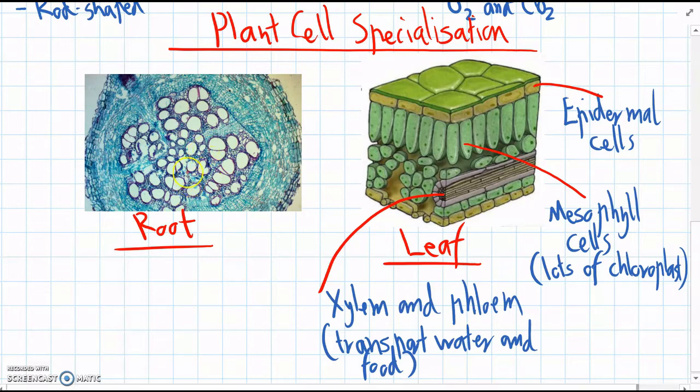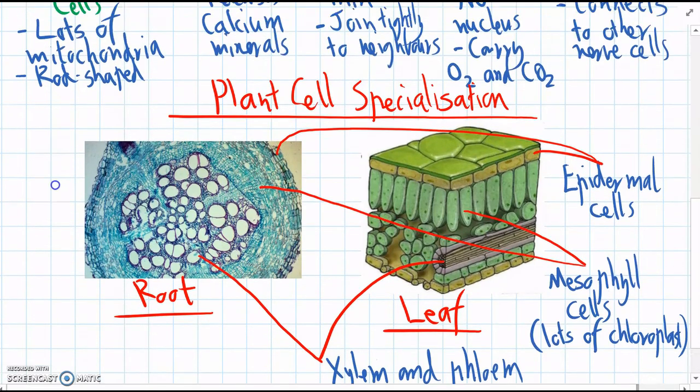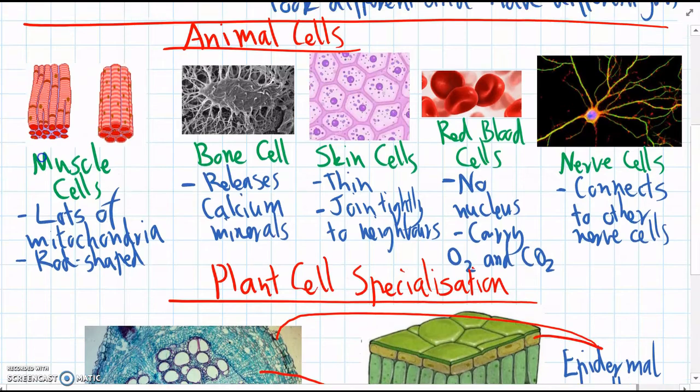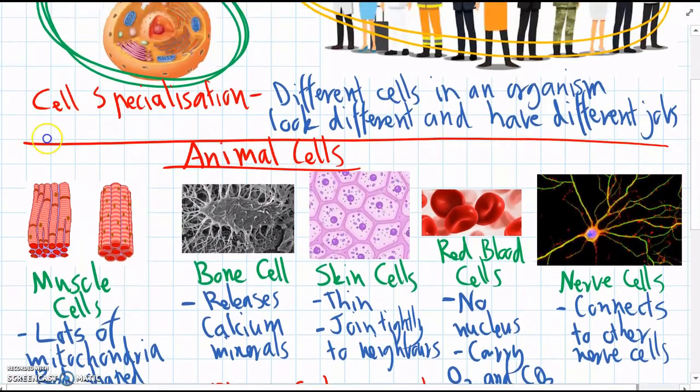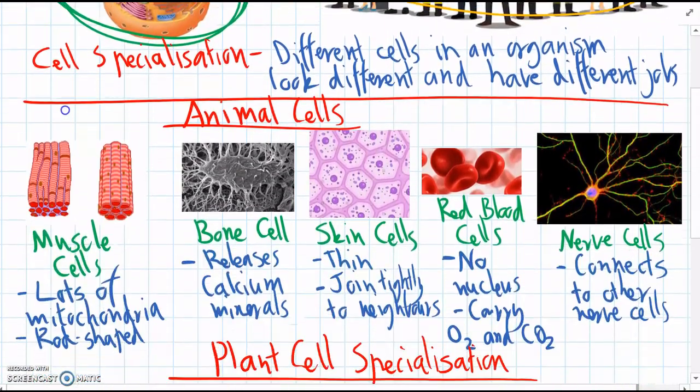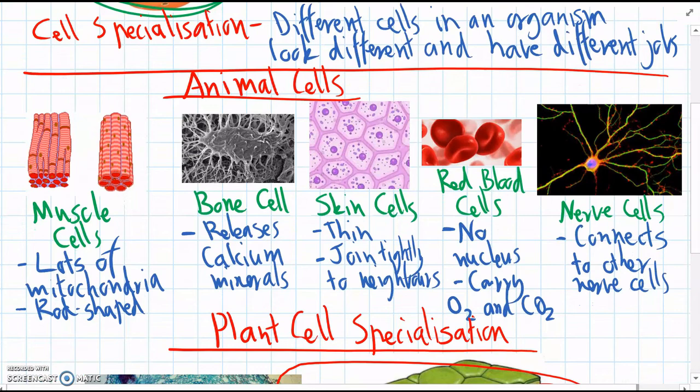So we can see roots, they also have xylem and phloem cells. That's these hollow circles. And they have mesophyll cells too. And they also have epidermal cells around the outside. So even though we learn the basic cell and the organelles, cells actually specialize to do a particular job.